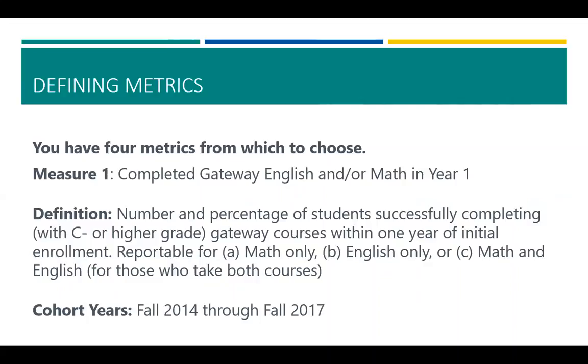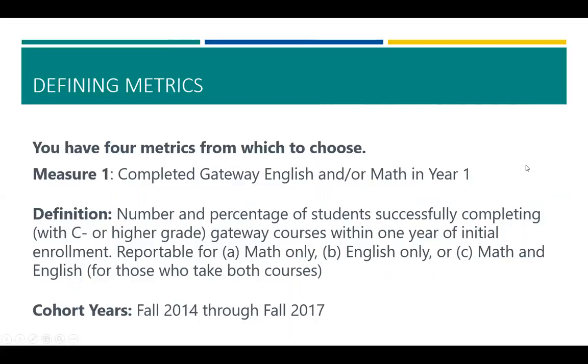Going a little bit in depth into the metrics, first is completed Gateway English and/or Math in year 1. Again, we're looking at successful completion as earning a C- or higher grade in Gateway courses within the first year of initial enrollment. So if you're looking at students who began in fall of 2014, we're looking for completions that happen in the 14-15 school year. And you can report it for just math, just English, or math and English, which, if you think about it as a Venn diagram, is the intersection of those who are enrolled in both courses.